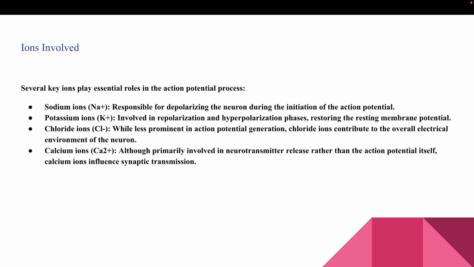Chloride ions, while less prominent in the action potential generation, contribute to the overall electrical environment of the neuron. Calcium ions, although prominently involved in neurotransmitter release rather than the action potential itself, influence the synaptic transmission.